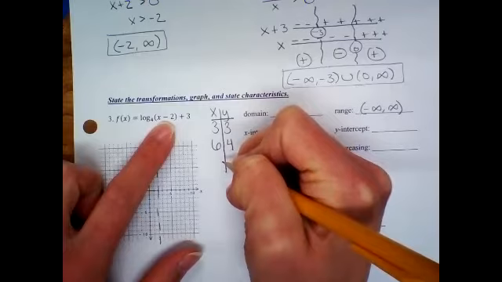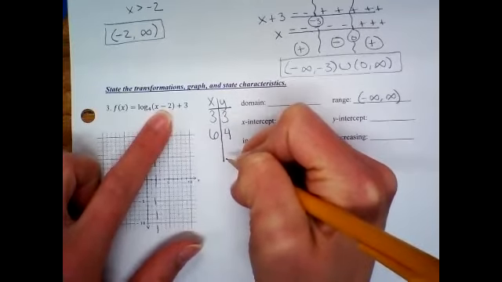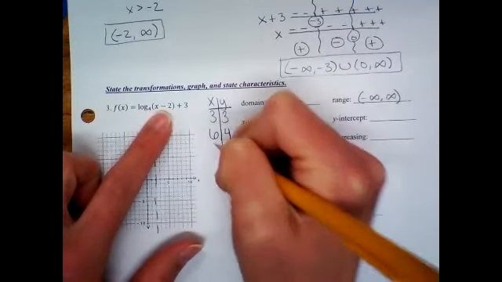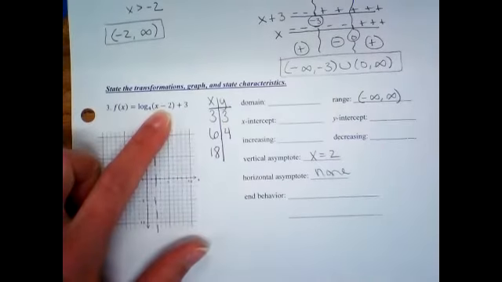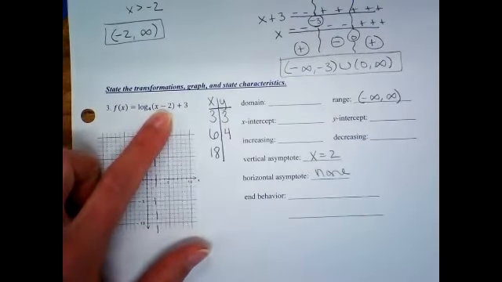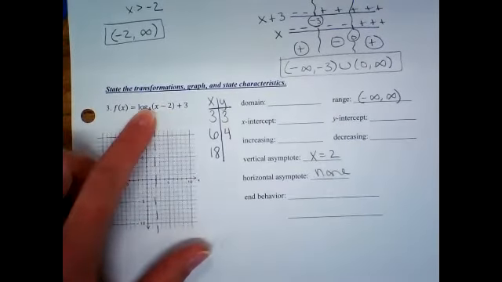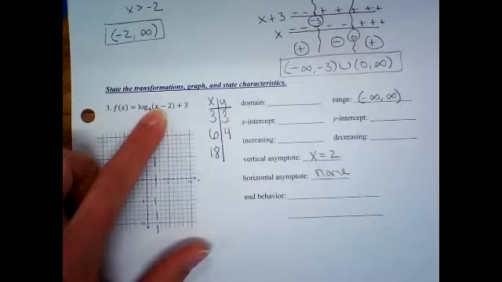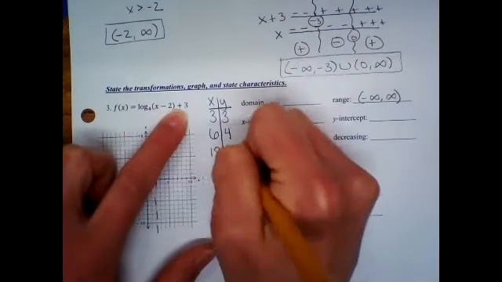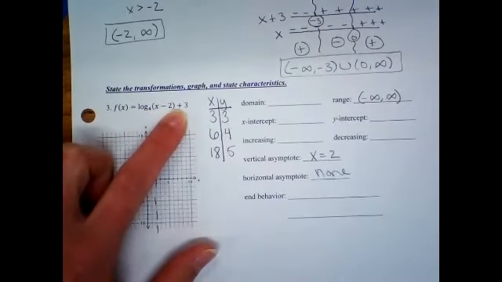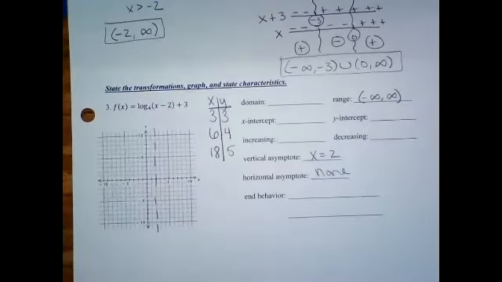Wait, everyone. It's going to be kind of a big number. It's going to go off the graph, but that's okay. 18. Good. 18 minus 2, 16. 4 to what power gives you 16? 2 plus 3, 5. Nice job, guys. That was awesome. I'm proud of you. All right, go ahead and plot them.